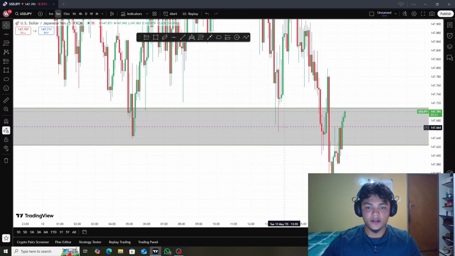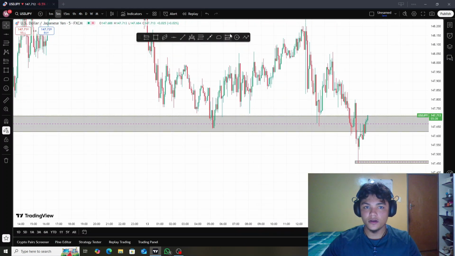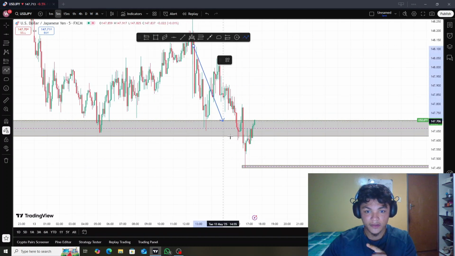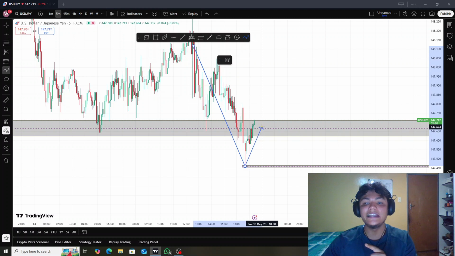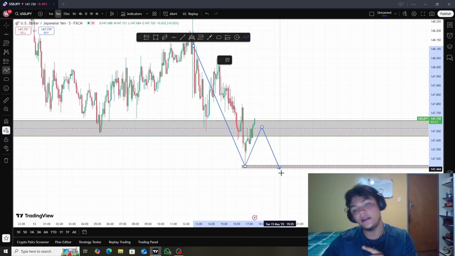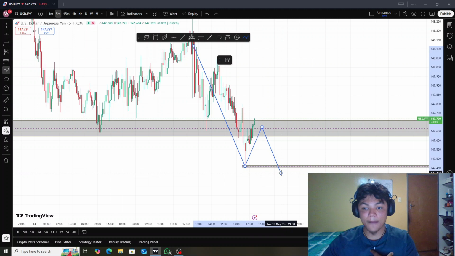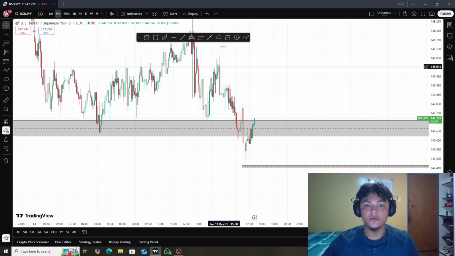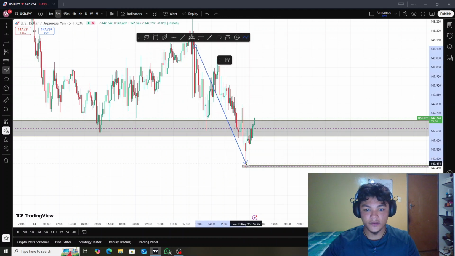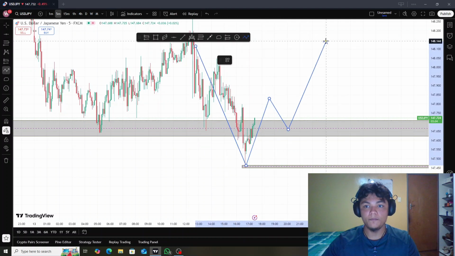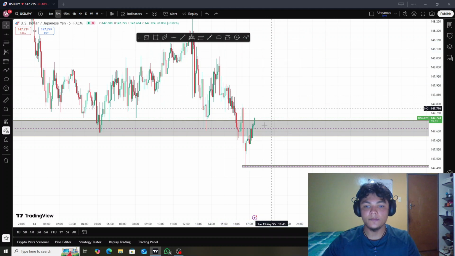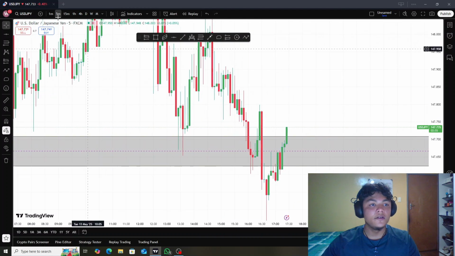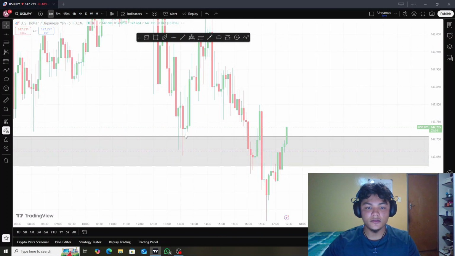So currently it's still at the support area. If the market wants to come down and breaks down, it needs to retest here and then push back. That's what I'm hoping for. Or the market can go up this area to continue with an uptrend. But let's see. We are now on the 5 minute. Let's see what the 1 minute time frame looks like.